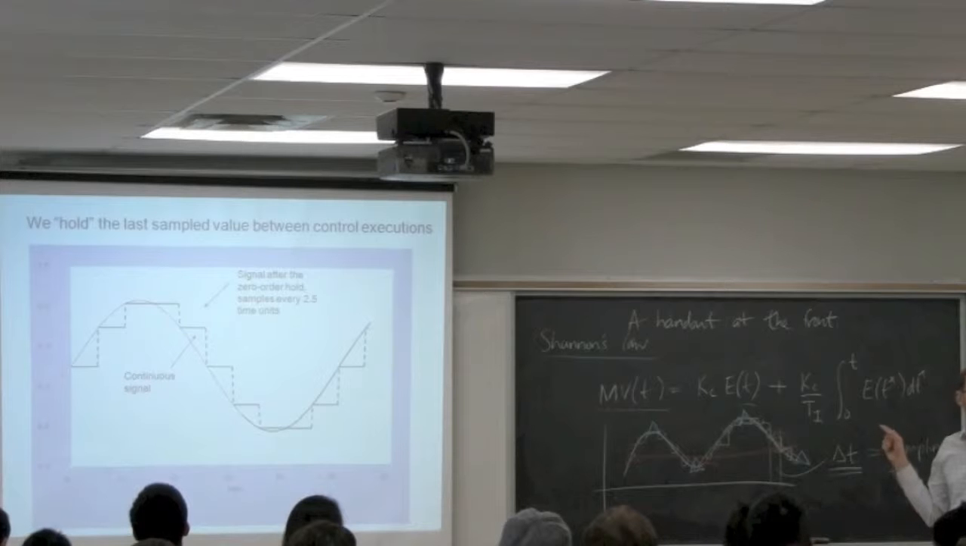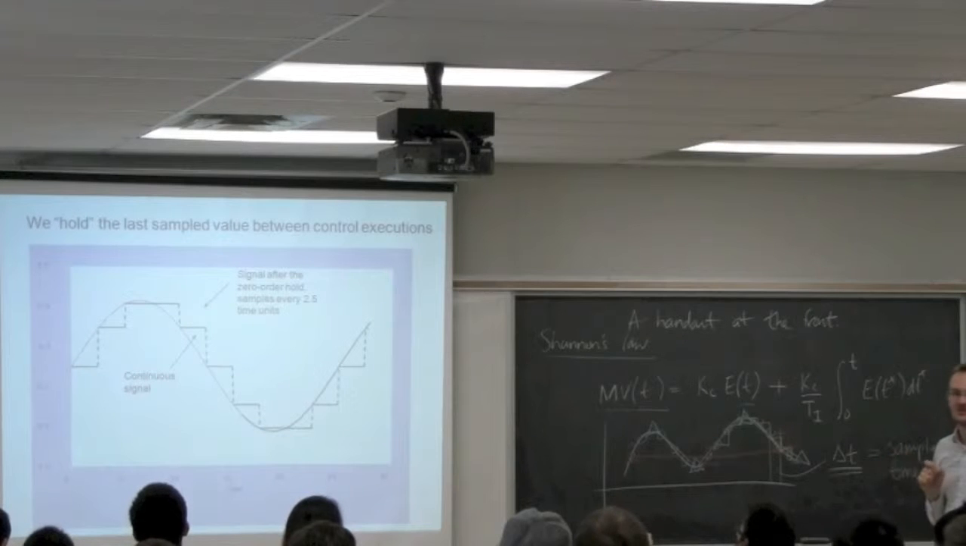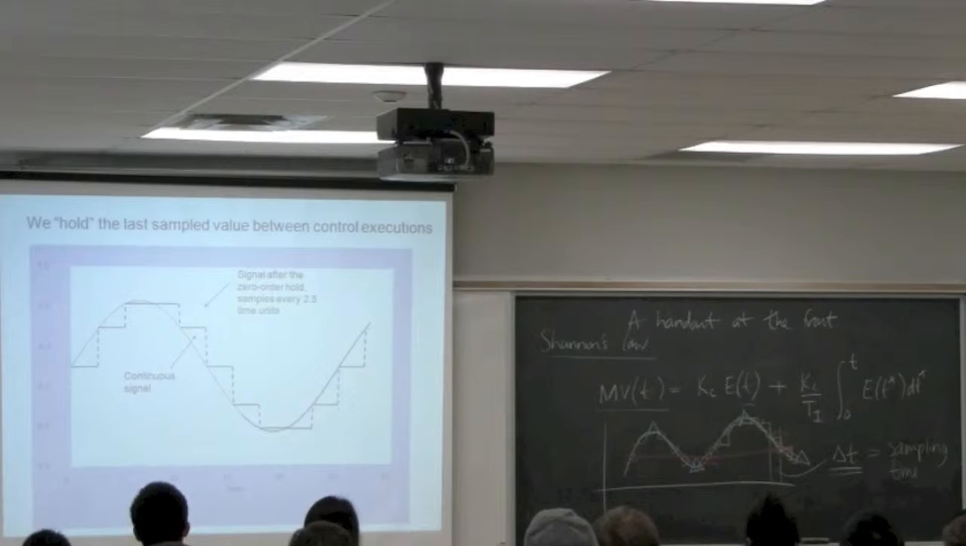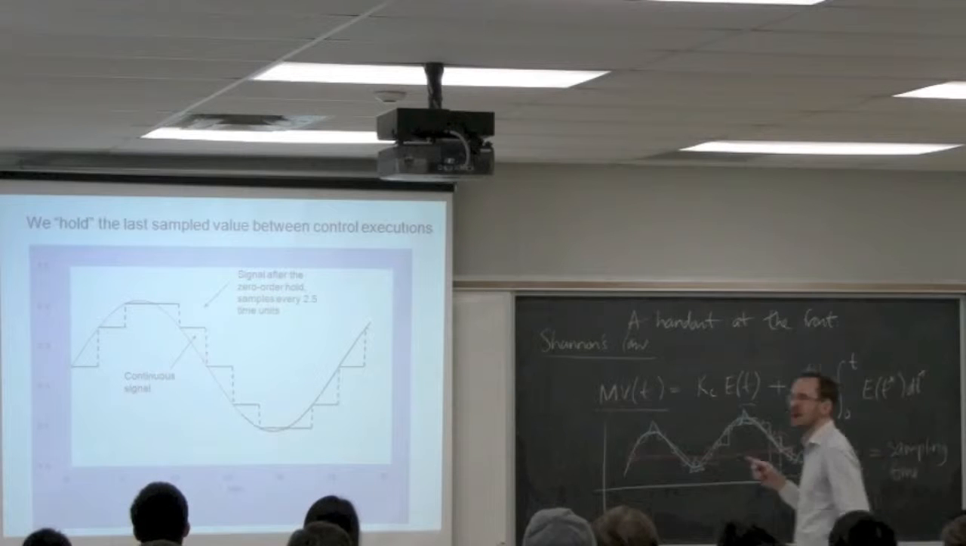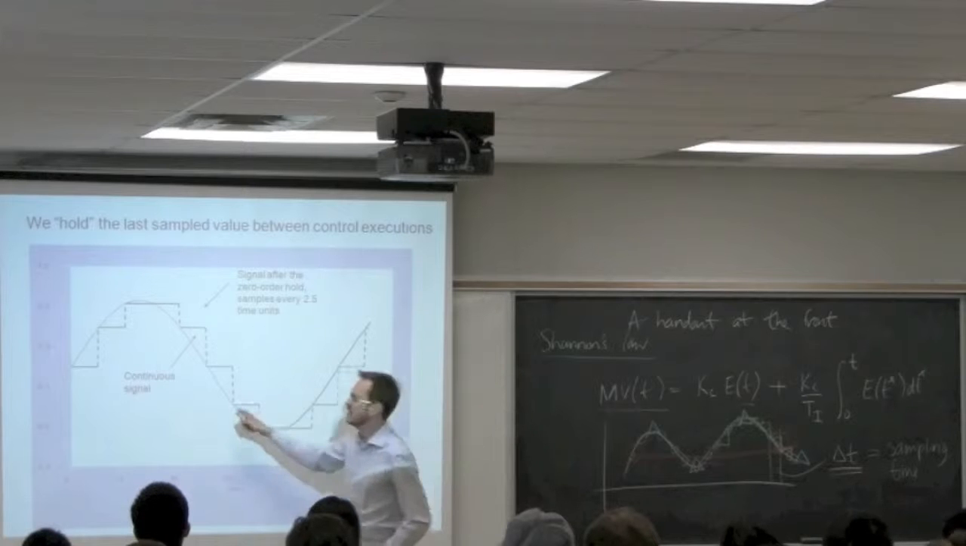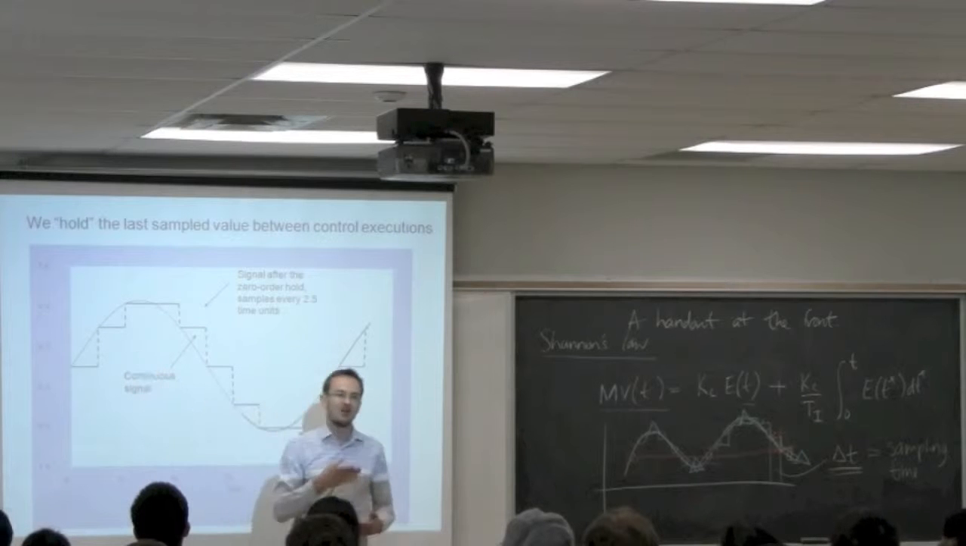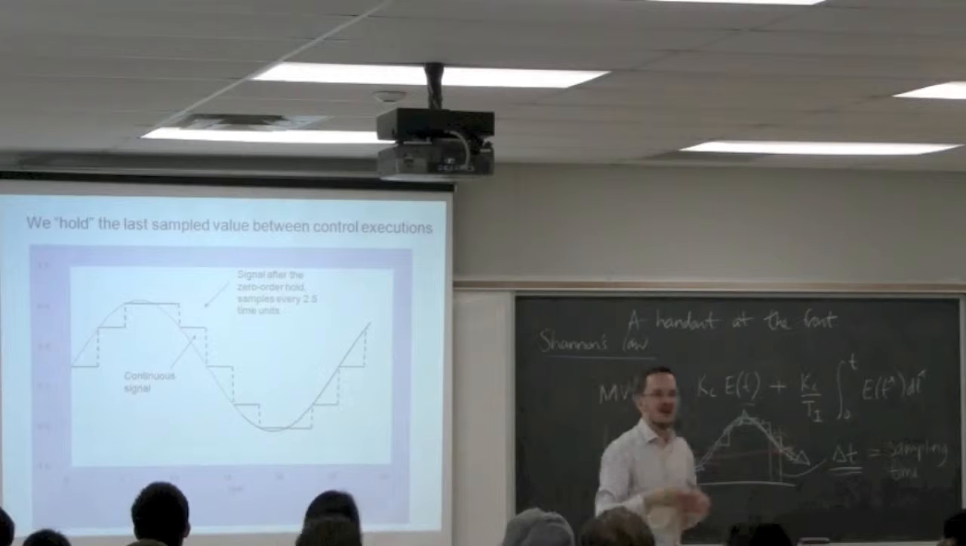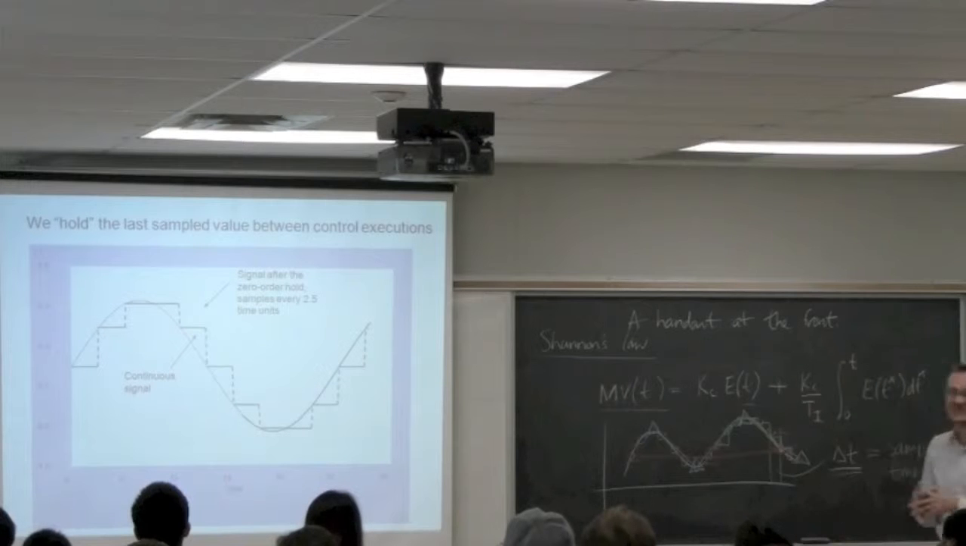Squint your eyes and take a look at that staircase function. What do you notice about it compared to the original signal? Taken that signal and delayed it. So by sampling, you've actually introduced a time delay into the process. There isn't a real time delay in the signal, but the act of us taking discrete samples has visually, in the computer system, introduced a time delay for us.